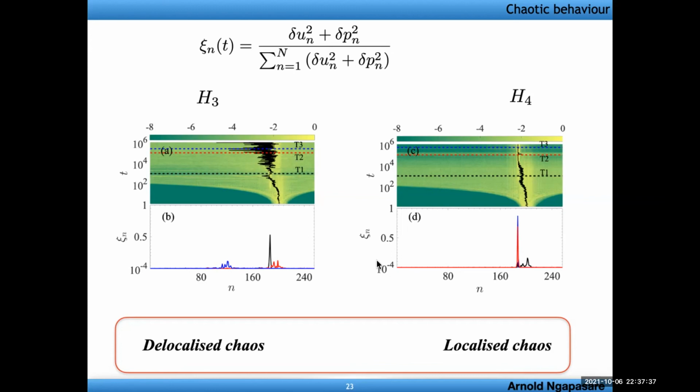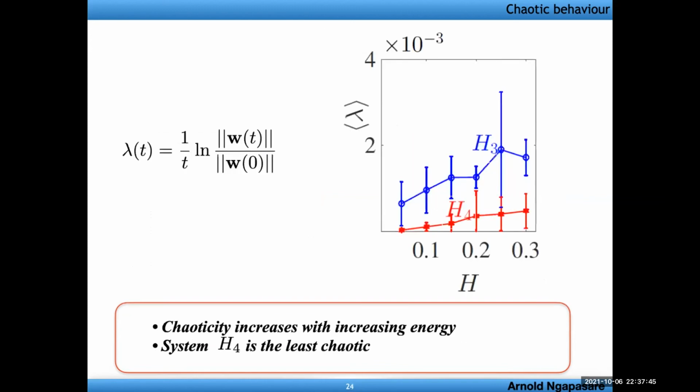Now moving on, let's go on to the statistics. Here I'm showing the statistics of the average of the finite time maximum Lyapunov exponent over a range of energies from 0.05 to 0.3. What we can see is that H3 is in general more chaotic as compared to H4. Remember, the two systems at energy 0.2 were both chaotic, but here we can see clearly that H3 is more chaotic when compared to H4. And the results for H3-4 are again similar to what we have for H3.